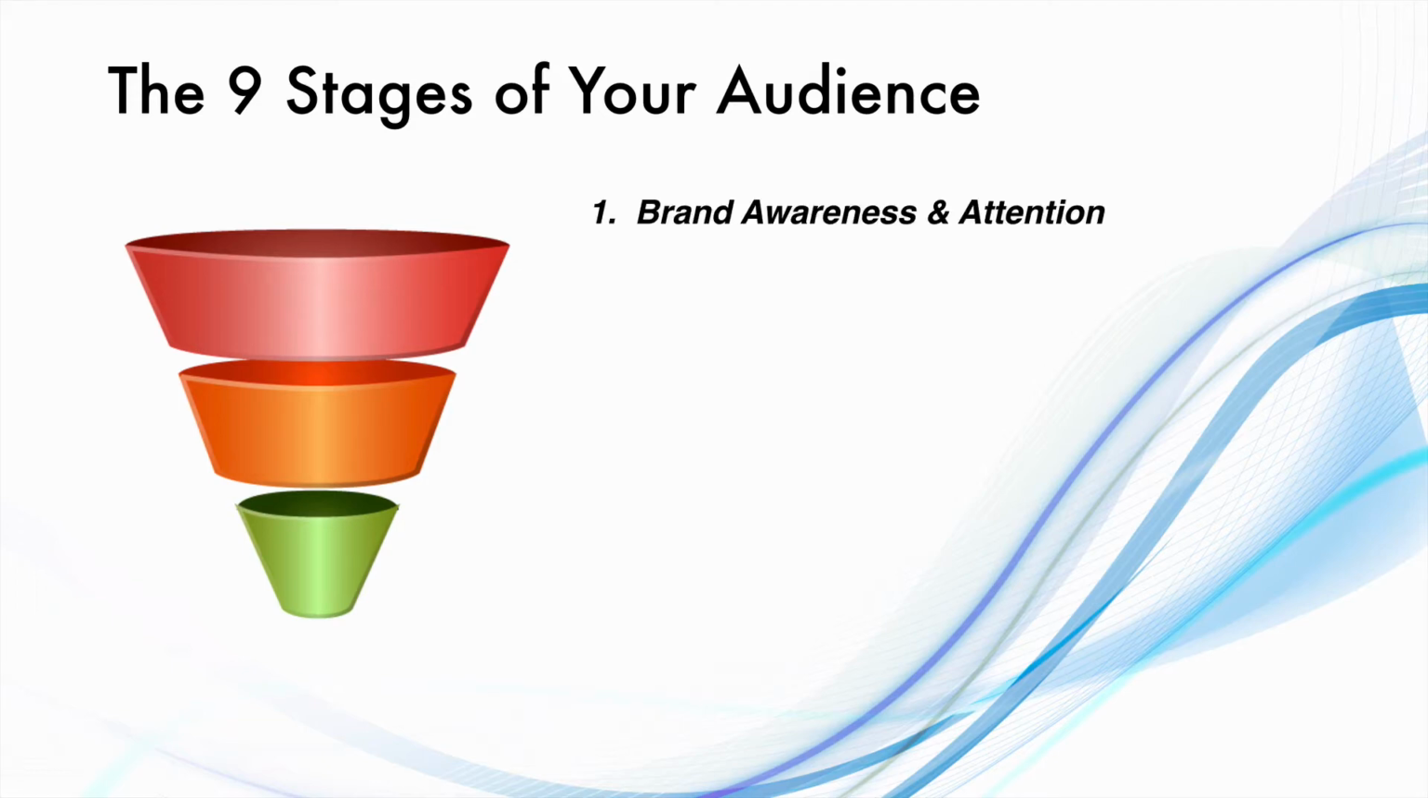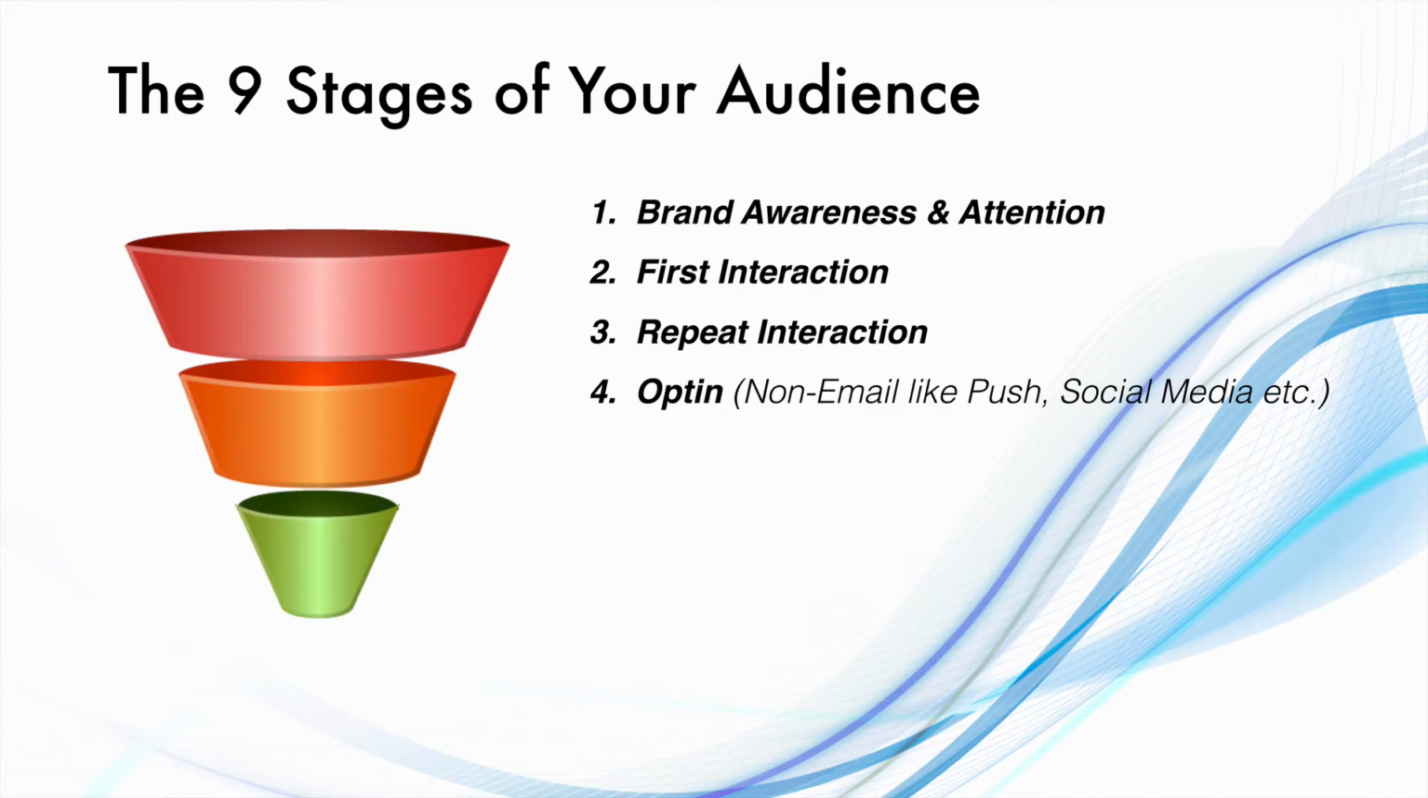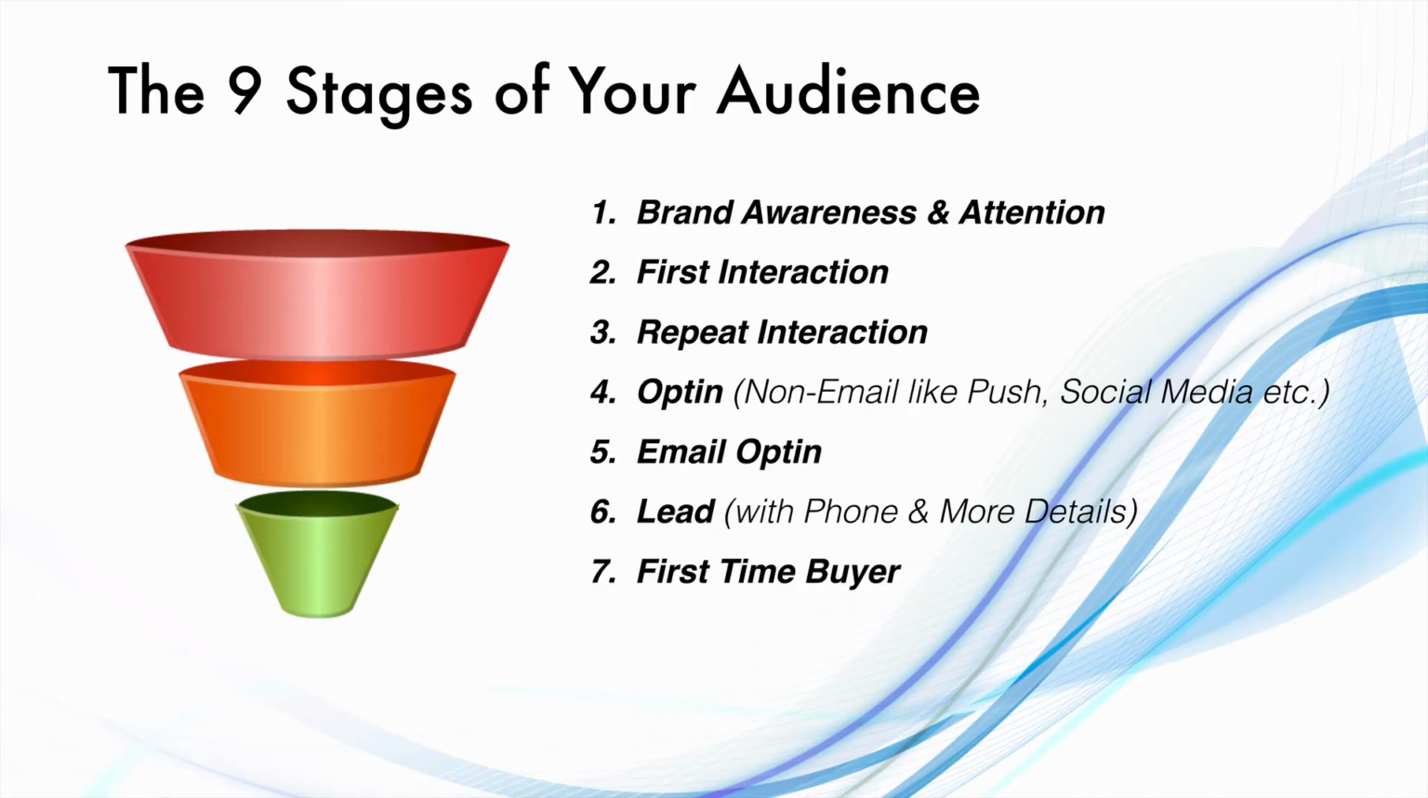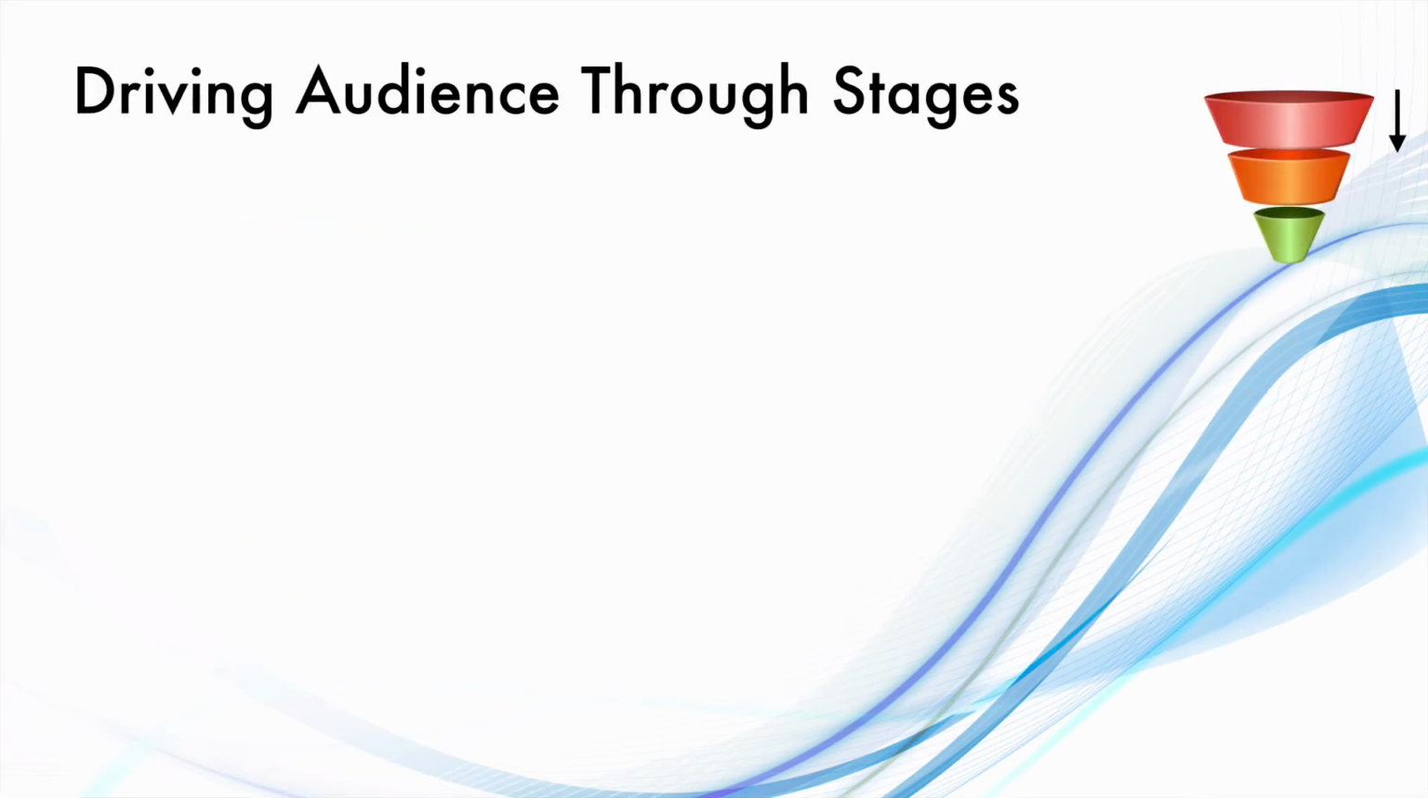So the first one is brand awareness and attention, first interaction, repeat interaction, opt-in, email opt-in, lead generation, first time buyer, repeat buyer, and brand advocate. Now that you have seen the 9 different stages of your audience, what you need to do is that you need to drive your audience through all these stages.